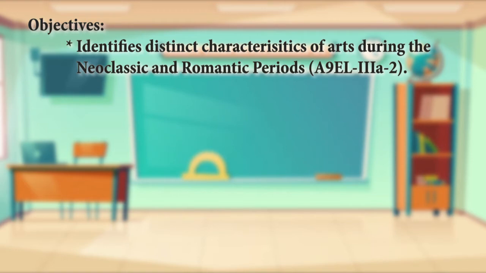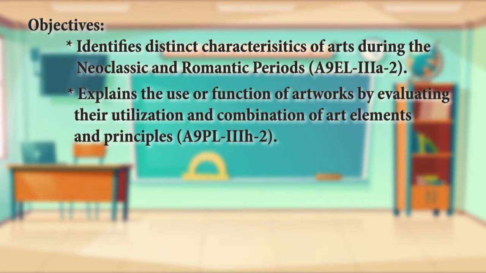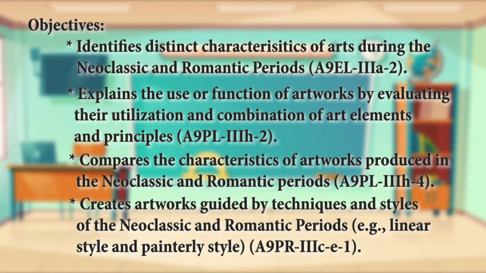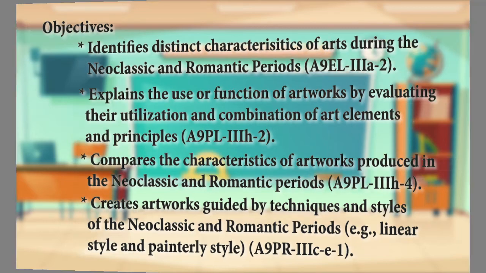After going through this module, you're expected to identify distinct characteristics of arts during Neoclassic and Romantic periods. Explain the use or function of artworks by evaluating their utilization and combination of art elements and principles. Compare the characteristics of artworks produced in Neoclassic and Romantic periods. Create artworks guided by techniques and styles of Neoclassic and Romantic periods, especially linear style and painterly style.